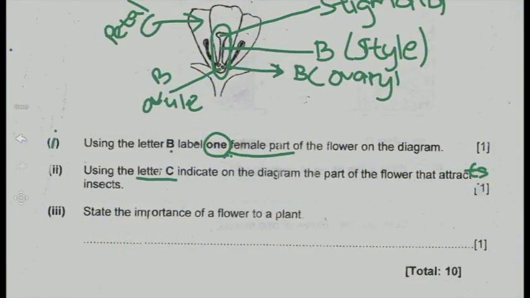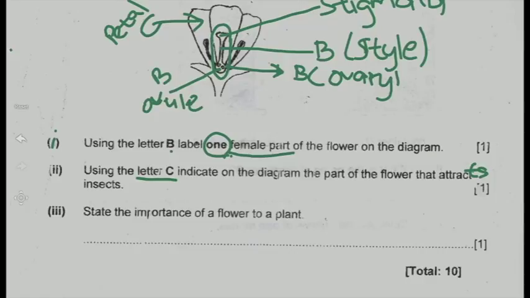State the importance of a flower to a plant. Why are flowers important to a plant? Flowers are very, very important in a plant because they show that this type of plant will produce some fruit. Without flowers, there will be no production of fruit. So a plant has to produce some flowers to show that there are going to be some fruits that follow after the flower.